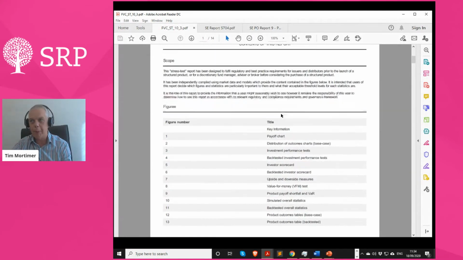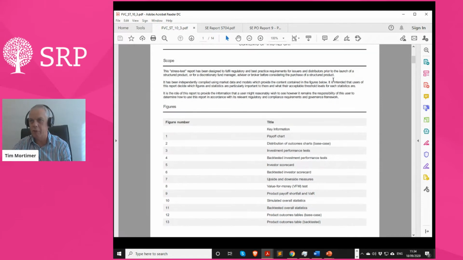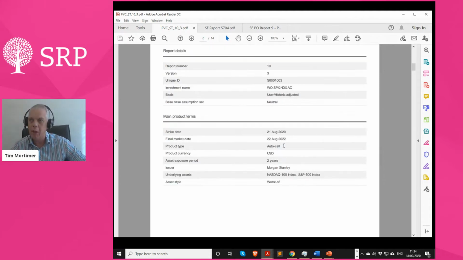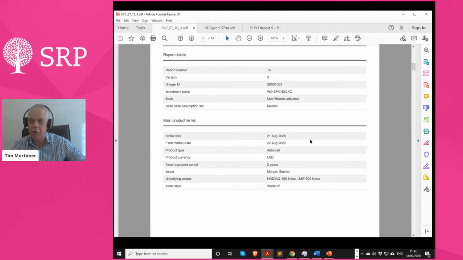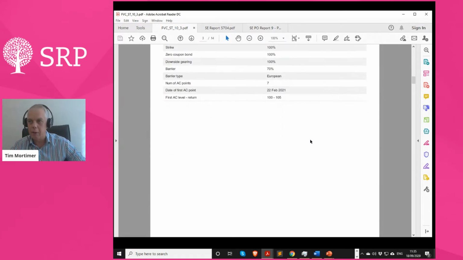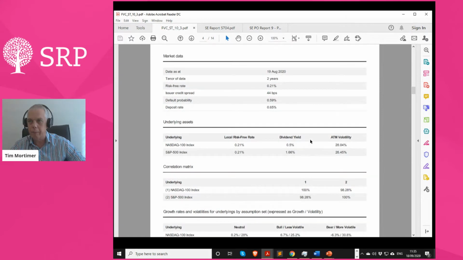Because this is supposed to be part of a compliance framework, the report should be very much standalone. So it has an intro page, the definition of what's going to be analysed, which is typical of the way people analyse structured products out in the market. Then there will be some definition of the product terms, and confirmation of market data.